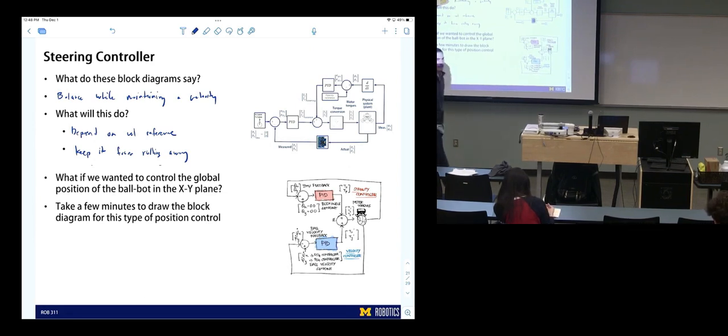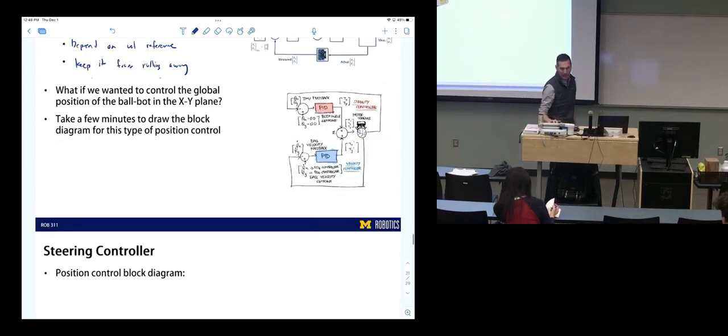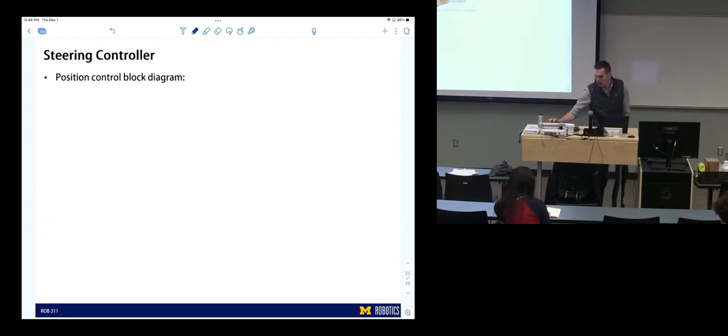There's an extra slide. If you're looking at the slides, this slide is blank, if you want to draw there.